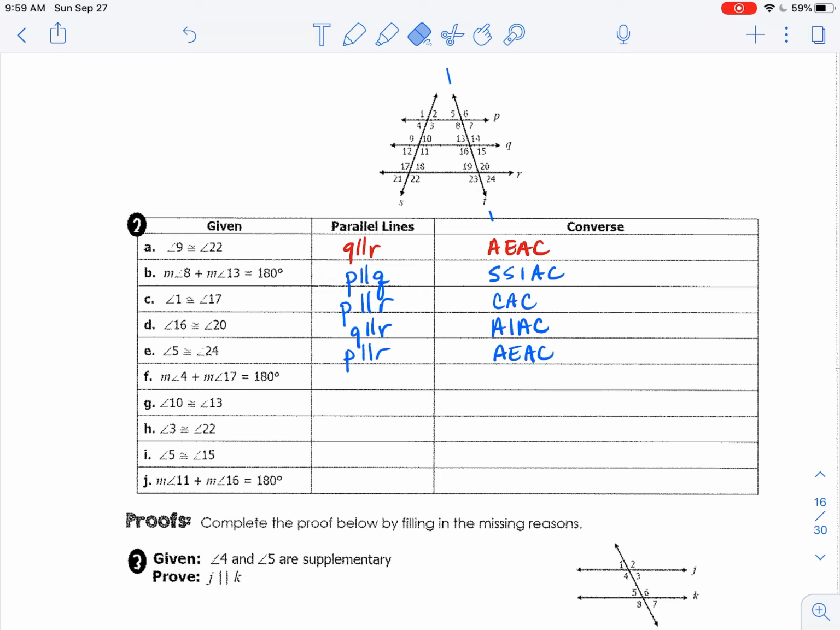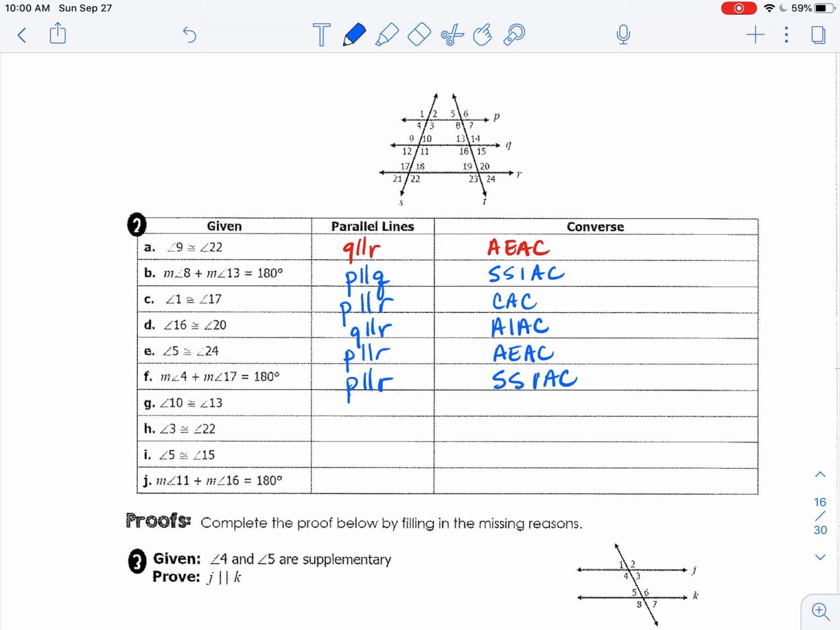All right, next up, we have the measure of angle 4 and 17 is 180. So let's see, here's 4 and 17. Just pretend this isn't here. Then we have P and R are parallel, and this is same side interior angles converse. Because those are supplementary, those lines are parallel. P is parallel to R.